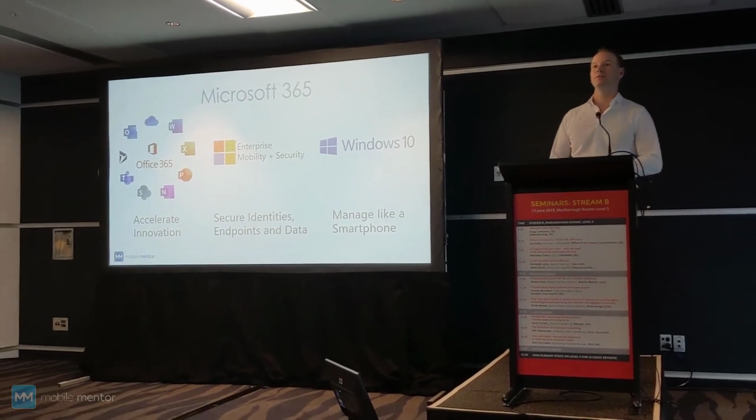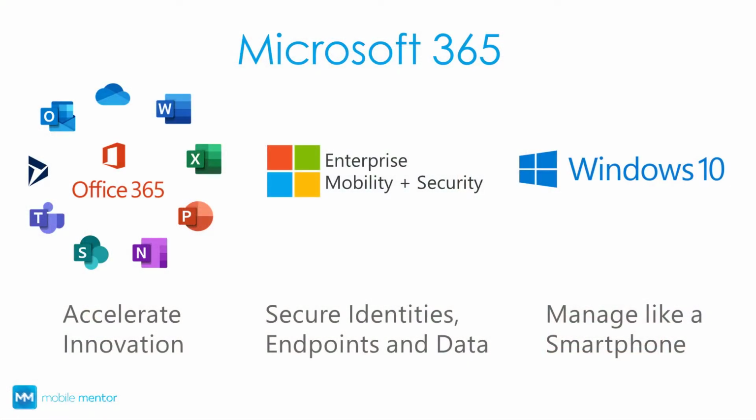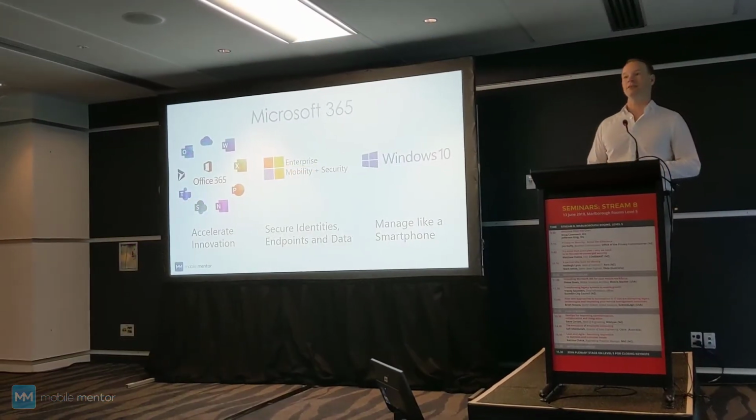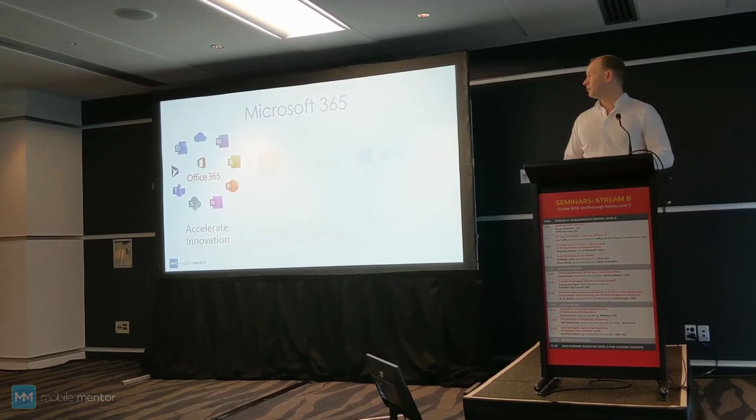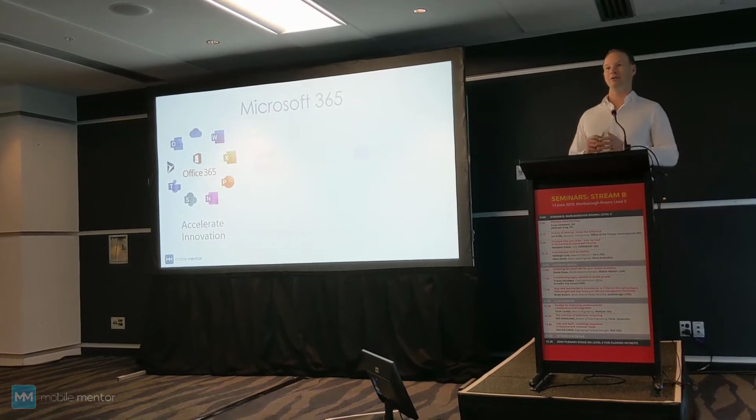So Microsoft 365 is comprised of three main components. That's Office, which you're probably familiar with, Enterprise Mobility and Security, or EMS for short, and Windows 10. And I'm going to go through each of those a little bit in detail today. So the first piece is Office 365, and I've got some good news. I'm not here to talk to you about Excel or Word.